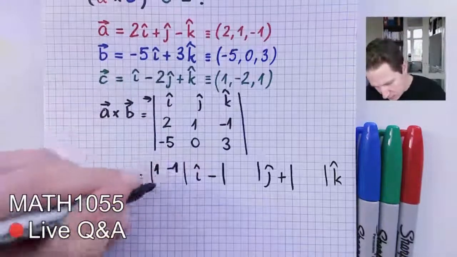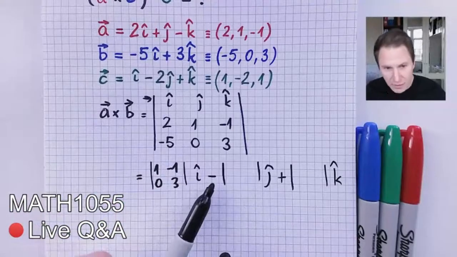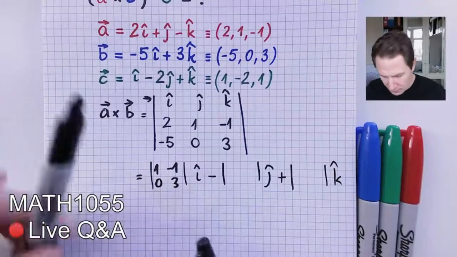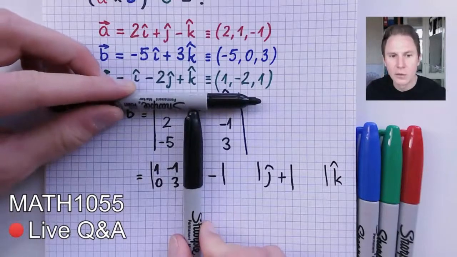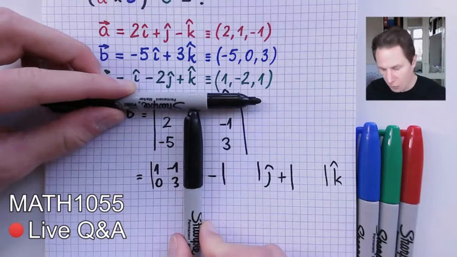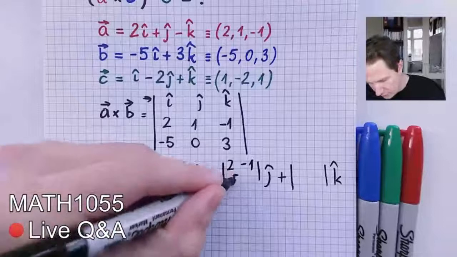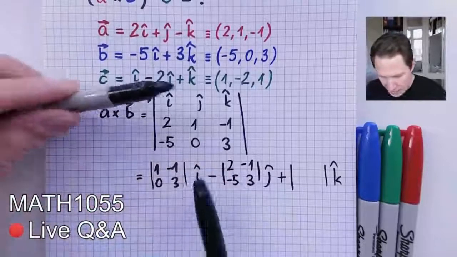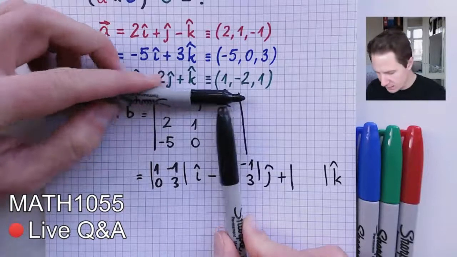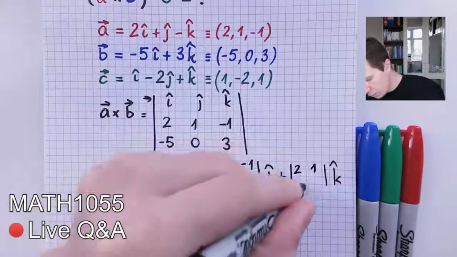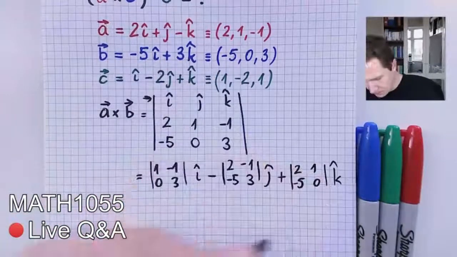1, -1, 0, and 3 for i hat. So remember, for j hat, we have this minus sign in front of the determinant. So if you cover the row and column of j hat, you are left with 2, -1, -5, and 3. And finally, for k hat, you get the 2 by 2 determinant that is 2, 1, -5, and 0.